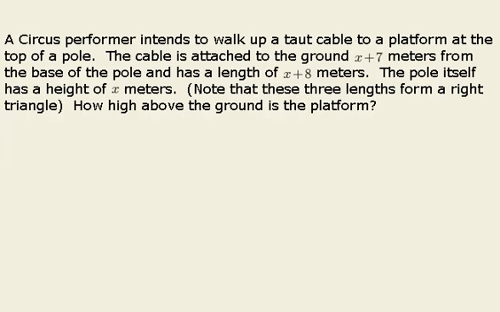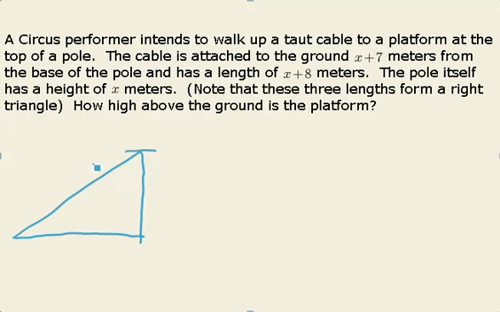A circus performer intends to walk up a taut cable to a platform at the top of a pole. The cable is attached to the ground x plus 7 meters from the base of the pole, and the pole itself has a height of x meters. We want to note that these three lengths form a right triangle. How high above the ground is the platform?